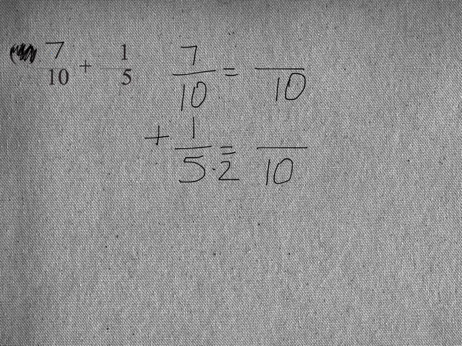5 times 2 is 10. That means the numerator will be times 2. 1 times 2 is 2. And again, I'm just going to bring this over because I know it's times 1. So let's bring the problem over. 7 plus 2 is 9. Denominator is 10. Did you get 9/10? Great job.